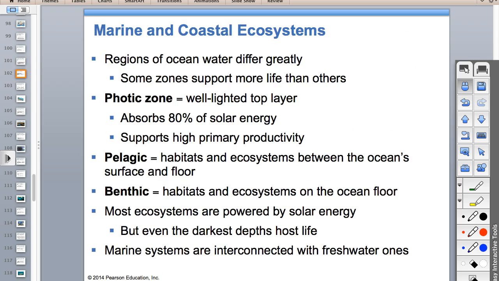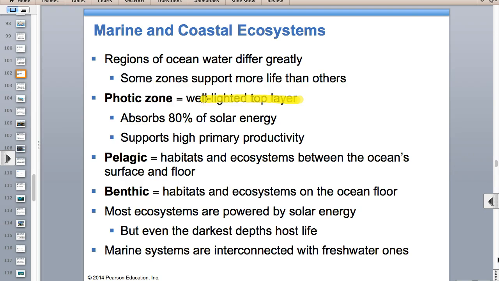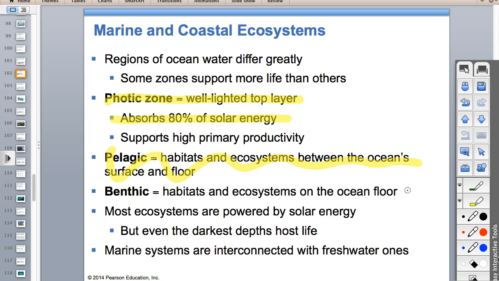So anyway, here's some good words to know. You have the photic zone in the ocean. Photic means light. And the same thing happens in a lake. Anything photic is light. Open ocean, if we're thinking about sharks and things, or sea turtles, or schools of tuna, for example, those are pelagic organisms. Benthic always means bottom. No matter what you're talking about, benthic means bottom.